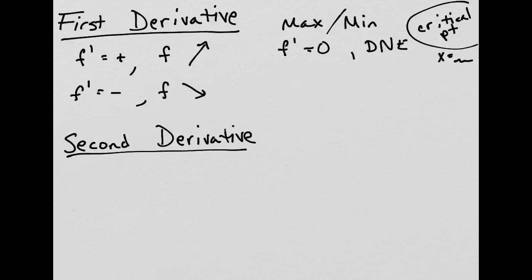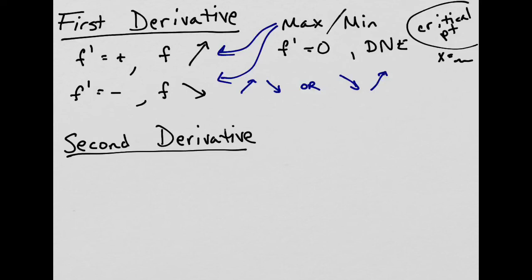And then you want to check if it's a max or min by using this. Use your first derivative to see: is it increasing then decreasing, or decreasing then increasing? So you want to check points around your critical point in order to discover if it's a maximum or minimum, or to confirm it is.